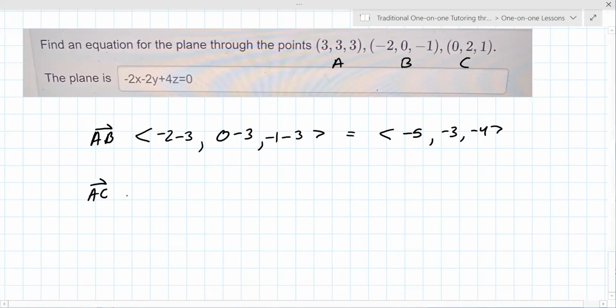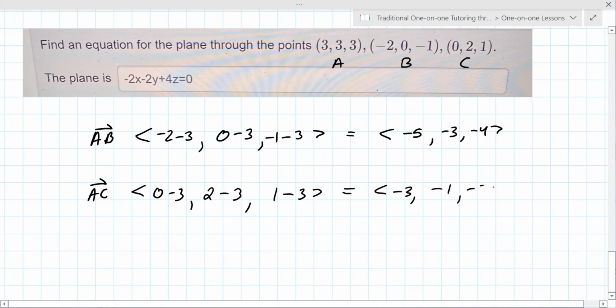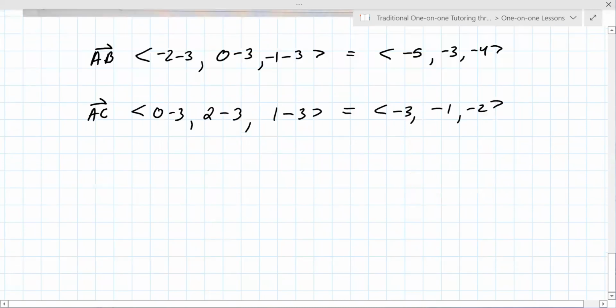So how would you find the equation of the plane? We're gonna do that. You gotta go one step at a time here. There's really no shortcut. So AC is 0 minus 3, 2 minus 3, and 1 minus 3. So that's minus 3, minus 1, minus 2. And you really got to check your work, because if you make any mistakes in this part, they just propagate through the whole problem.